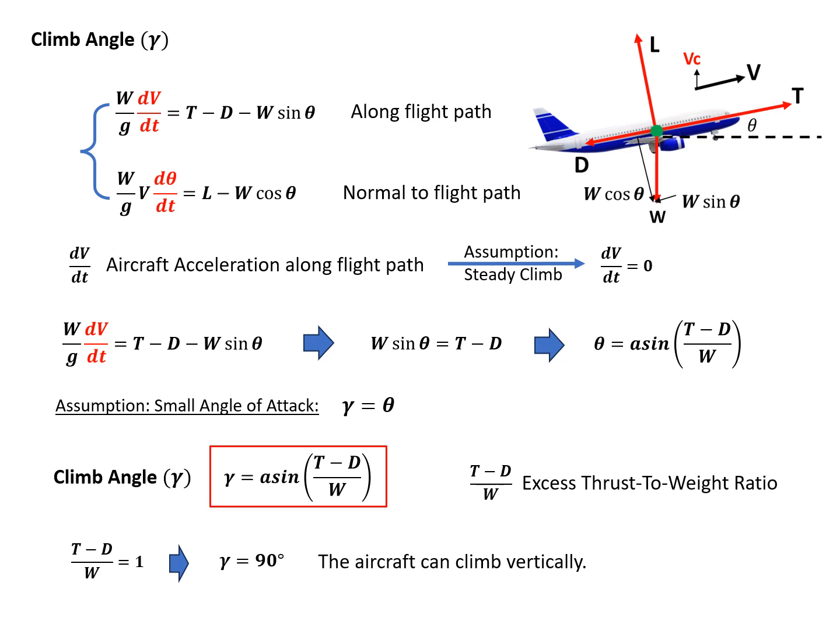If the aircraft can really have gamma equals 90 degrees, it has really high maneuverability. It's likely a fighter aircraft.